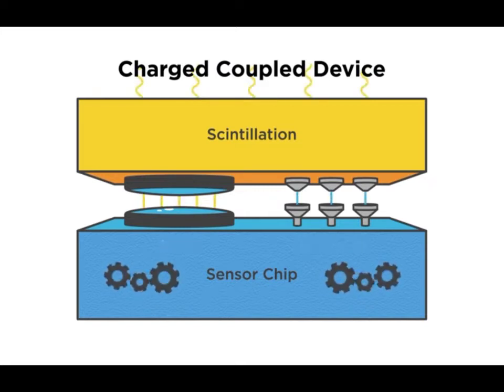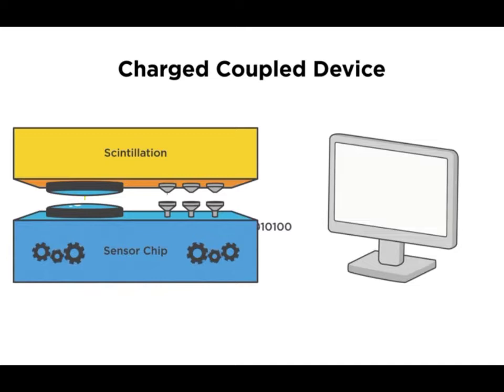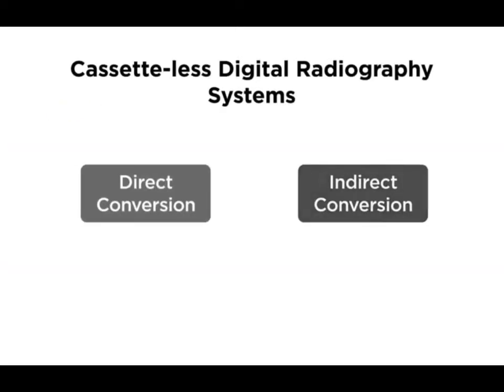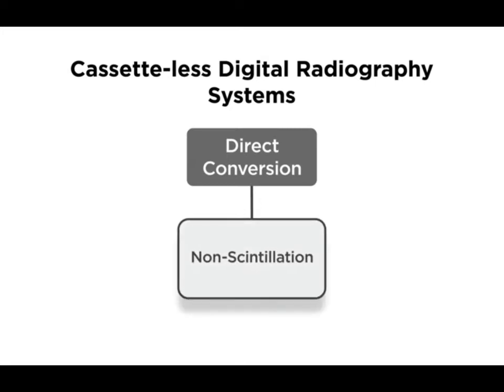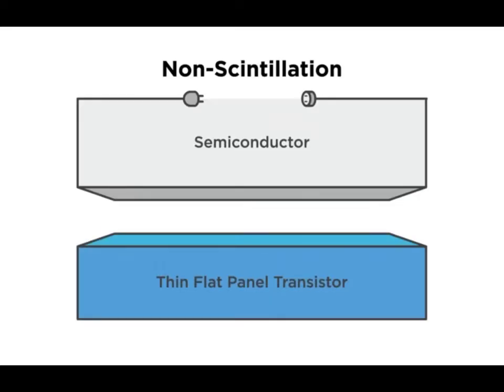The CCDs are able to both convert light photons into electrical signals, as well as send the electrical signals to the computer for processing. The final cassetteless digital radiography system is the direct conversion radiography system, or non-scintillation system. This system is comprised of an amorphous selenium-based semiconductor and a TFT.